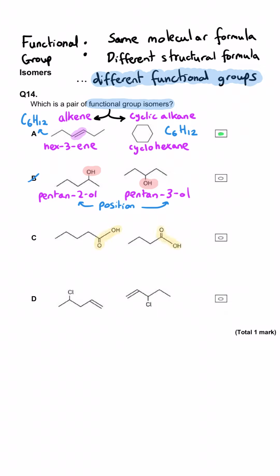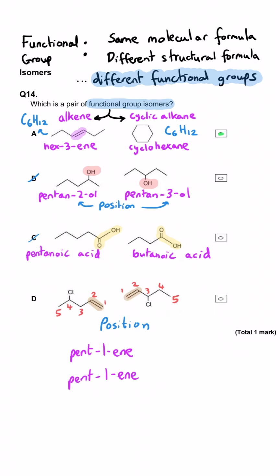C is in fact not isomers at all. We've got carboxylic acids being shown here, and we've got pentanoic acid and we've got butanoic acid, so they aren't even isomers at all. D is actually showing us position isomers. They're both pent-1-ene in terms of the core carbon skeleton, but on the one on the right, the chlorine's on position 3, so that's 3-chloropent-1-ene, and then the one on the left, we have got 4-chloropent-1-ene, so they are position isomers. So again, A was the correct answer.